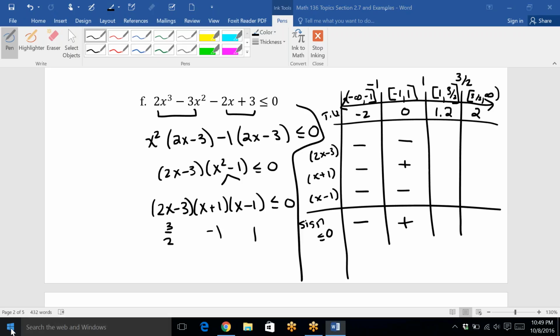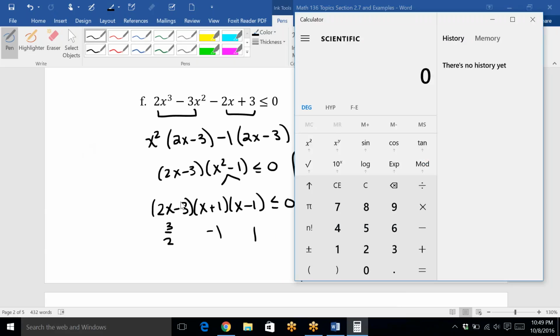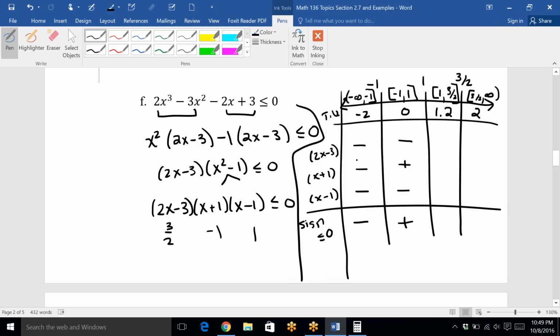Be careful with the 2 times the 1.2. You need to make sure you actually check that. 1.2 times 2 is 2.4, and 2.4 minus 3 would actually still be negative. 1.2 plus 1 is positive. 1.2 minus 1 is also positive. One negative makes it an overall negative.